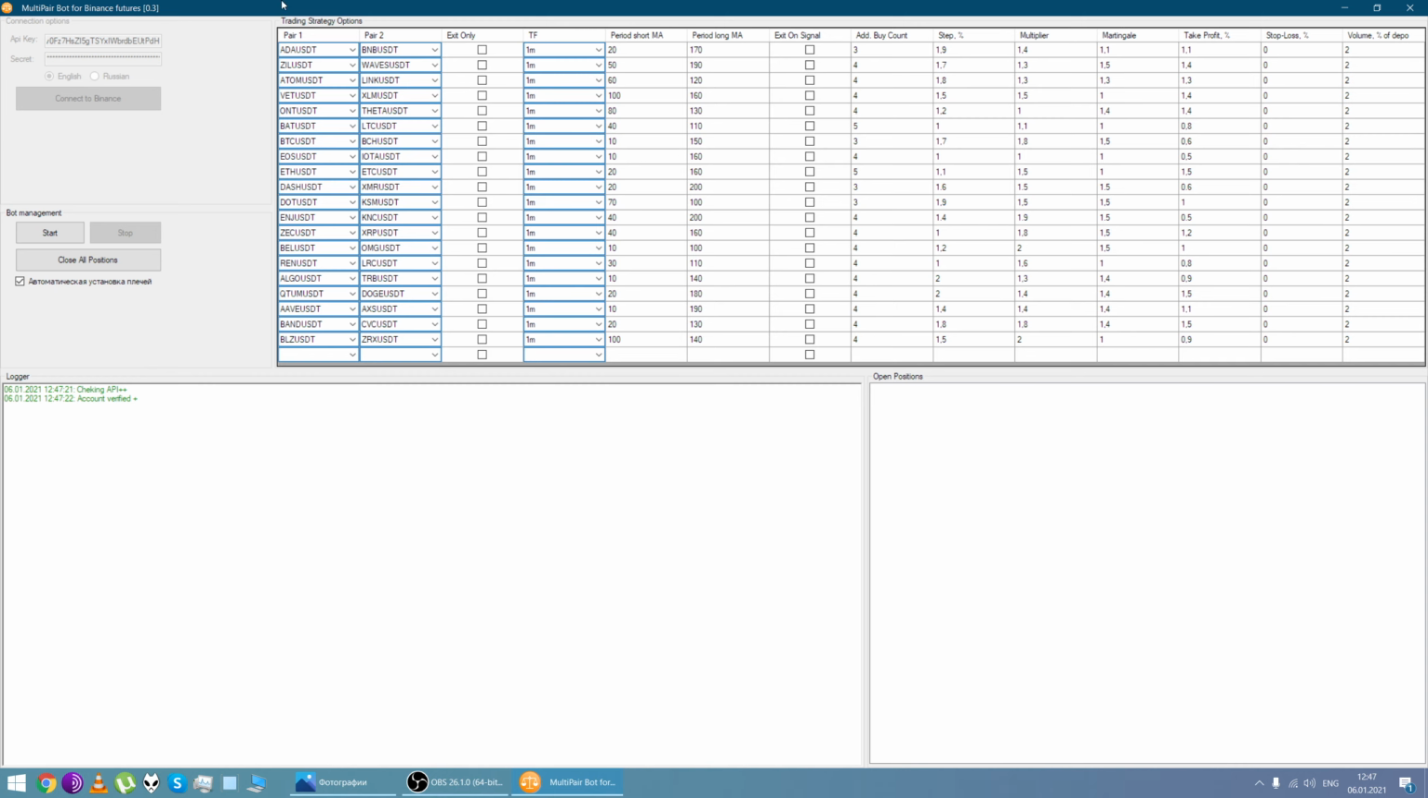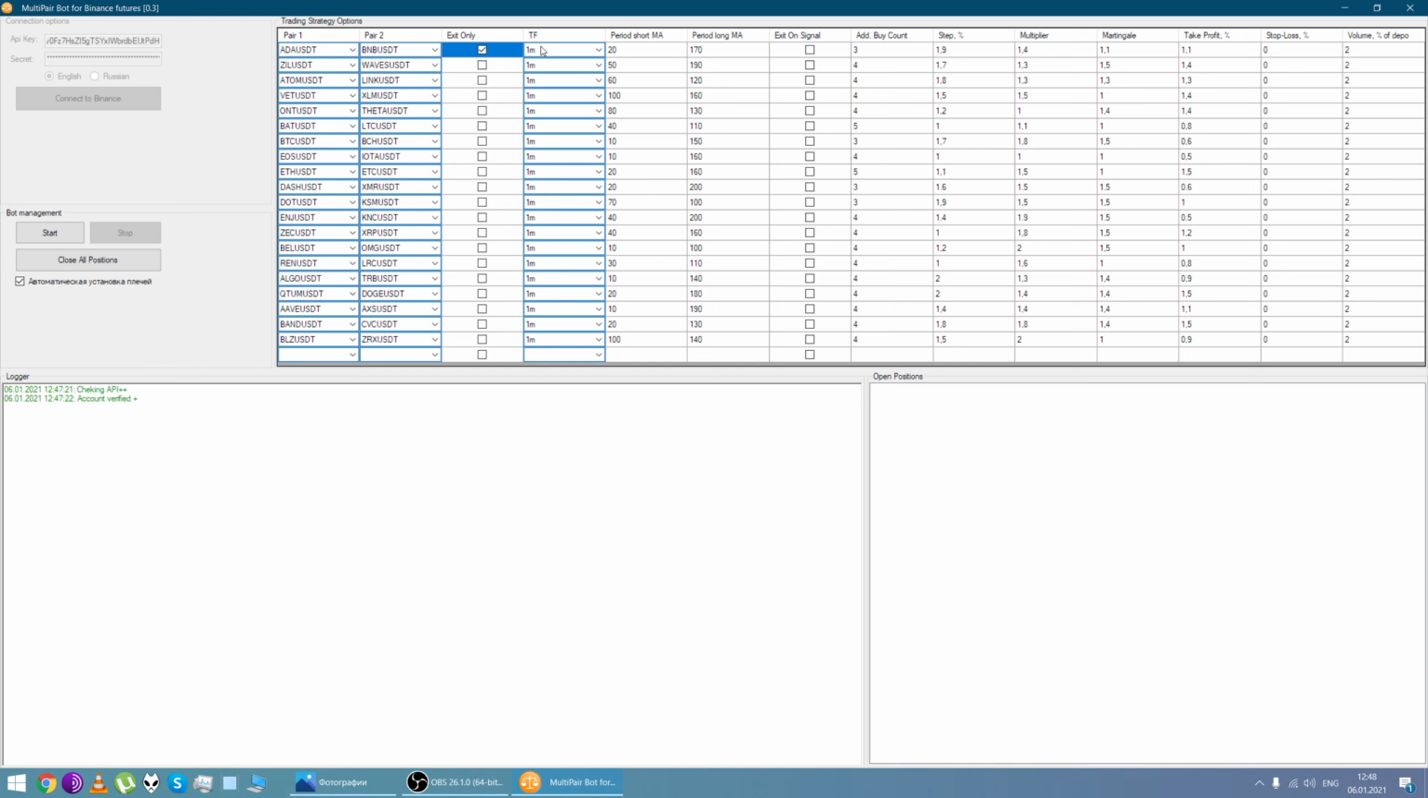Next we move on to setting up a trading strategy. It's here. And first we need to choose pairs we need for trading. Here we got ADA BNB pair. We tick exit only, and it means that if you want the bot to close a position and not to open a new one, in other words, if you want to remove a pair or make modifications, the bot will close the deal and it won't do anything further.